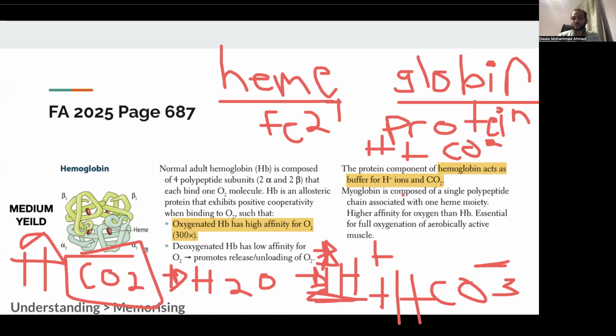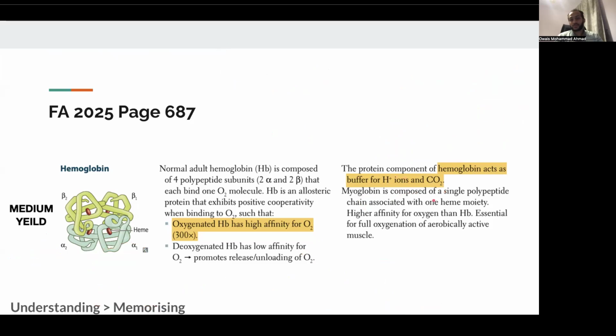Now, myoglobin is composed of a single polypeptide chain with one heme moiety. When I speak of myoglobin, I want to compare it to hemoglobin, which is shown over here. Hemoglobin has how many polypeptide chains? Does it have two? Three? Four? How many? Four. And how many does myoglobin have? It has one.